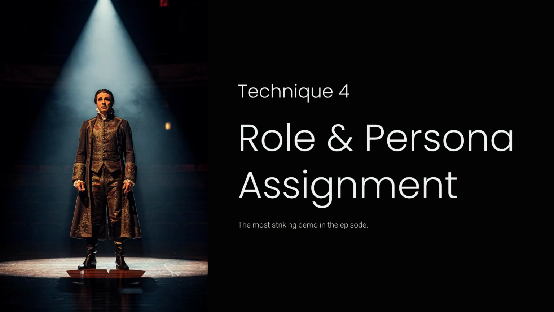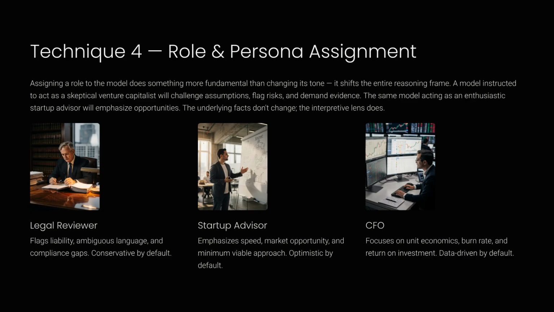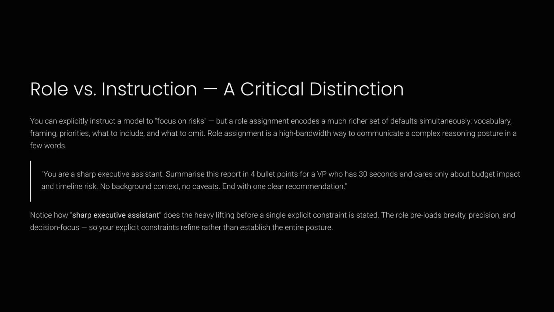Finally, technique 4 involves role and persona assignment. This can be one of the most striking ways to shift how the model processes your request. Technique 4 is role and persona assignment. By assigning a specific role, you shift the model's entire reasoning frame. A skeptical venture capitalist will focus on risks, while an enthusiastic startup advisor will highlight opportunities, even if the underlying facts remain identical. Role assignment is a high-bandwidth way to set a posture.